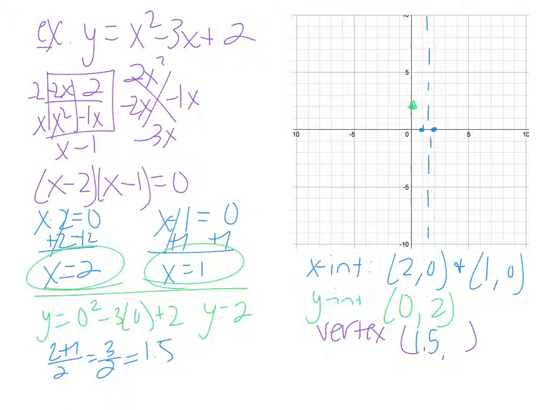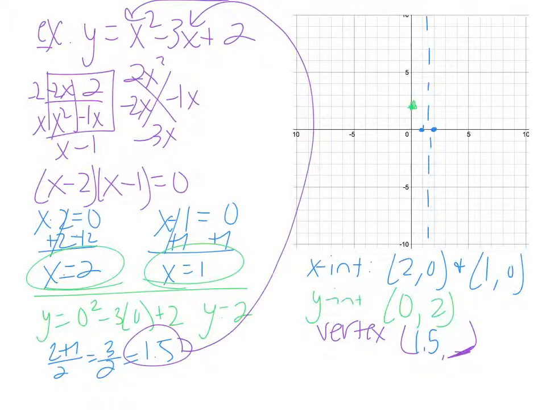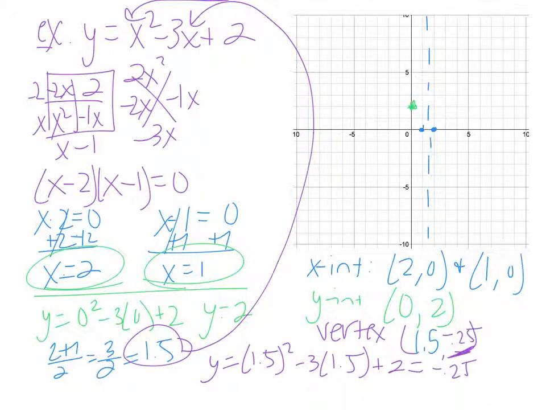So to find the y value of this vertex, because remember we need an x and a y, we're going to take 1.5 and plug it in for x in the original equation. So we're going to have y equals 1.5 squared minus 3 times 1.5 plus 2. When calculated, it will give us negative 0.25, or negative one quarter. So on our graph, we will go down just a little bit, and we'll have our point. And then we can connect them, and we have our parabola.